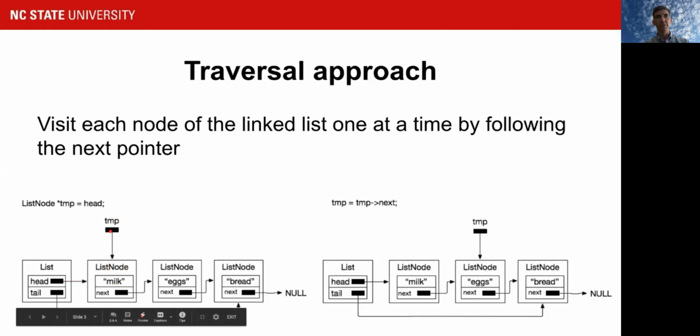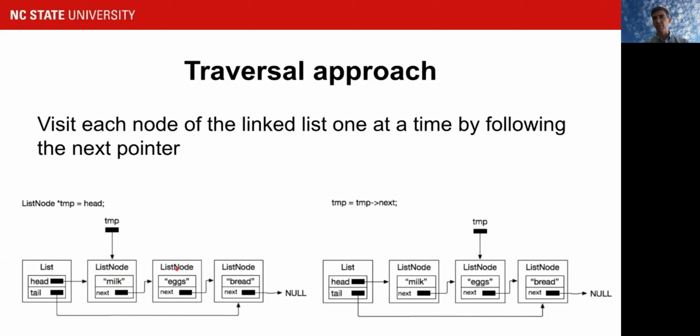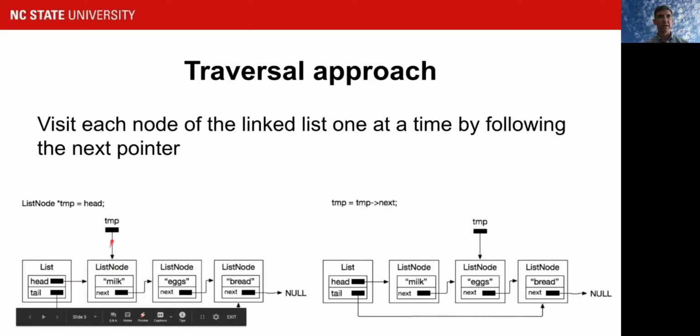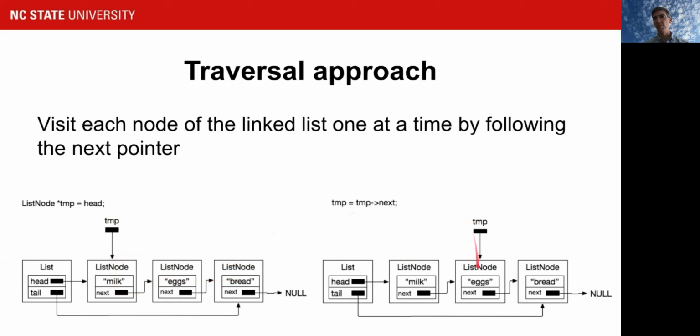If I want to move this to the next node in the list, there's a simple way I can do that. I can just say temp equals temp next. So temp is this node. If I follow temp arrow next, it takes me to this node over here. And so by saying temp equals temp arrow next, I'm modifying the temp variable to point at the same thing its next pointer points to. Visually, I go from pointing to milk to pointing to eggs, by executing that code one time.